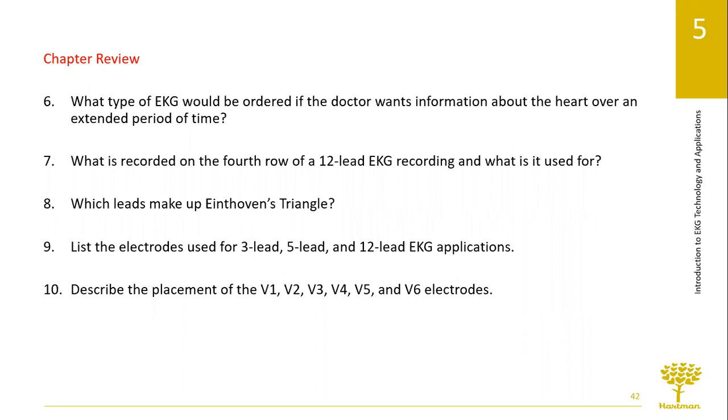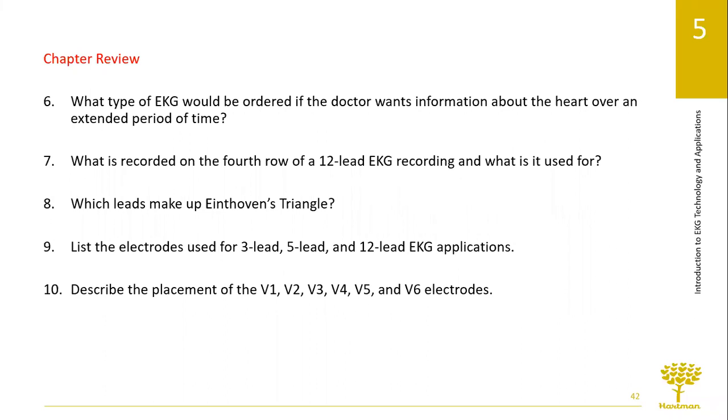What is recorded on the 4th row of the EKG? So the top 3 rows are your 12 lead. The 4th row is the rhythm strip. We usually call it a rate and rhythm strip. That's the 4th row, that bottom 10-second long strip. Which leads make up Einthoven's triangle? Those are the limb leads 1, 2, and 3.